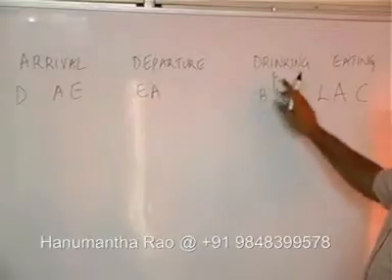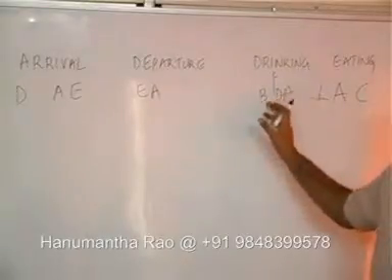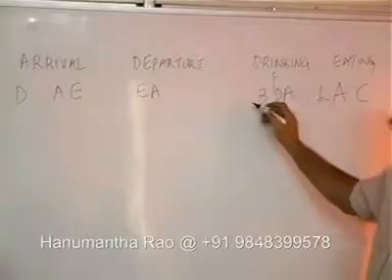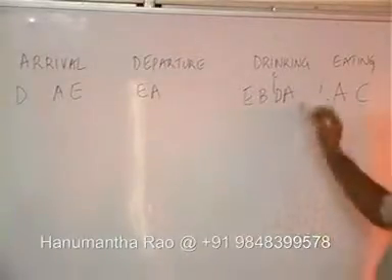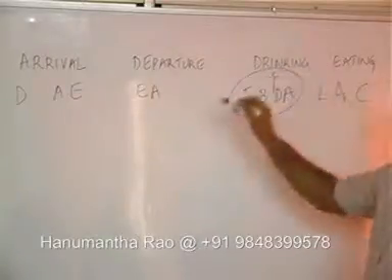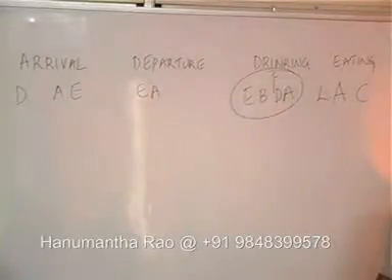E, B, C, D already is there. Who is the person left? E, B, C, D, A. So this position is fixed. Drinking position we have settled down first.